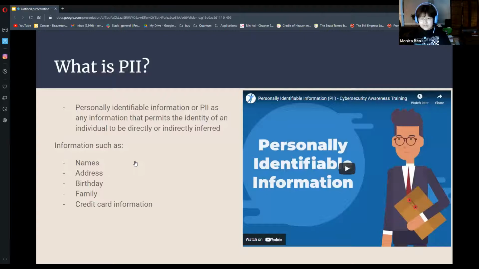Okay, so let's start introducing ourselves to PII. Personally identifiable information, or PII, is any information that permits the identity of an individual to be directly or indirectly inferred. So information such as names, address, birthday, family, credit card information, anything that you don't want to be online, it's probably going to be PII, because we'll talk about the consequences very soon.